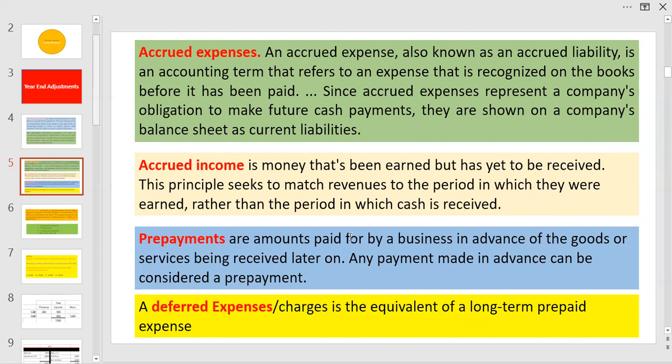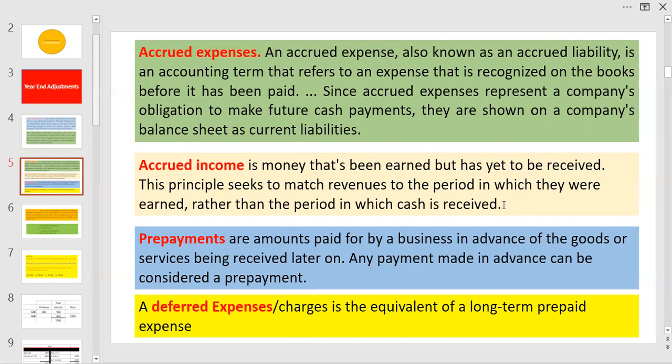Next, accrued income, money that has been earned but has yet to be received. This principle seeks to match revenues to the period in which they were earned rather than the period in which the cash was received. In applying this, care must be taken to see no infringement of revenue recognition principles take place.